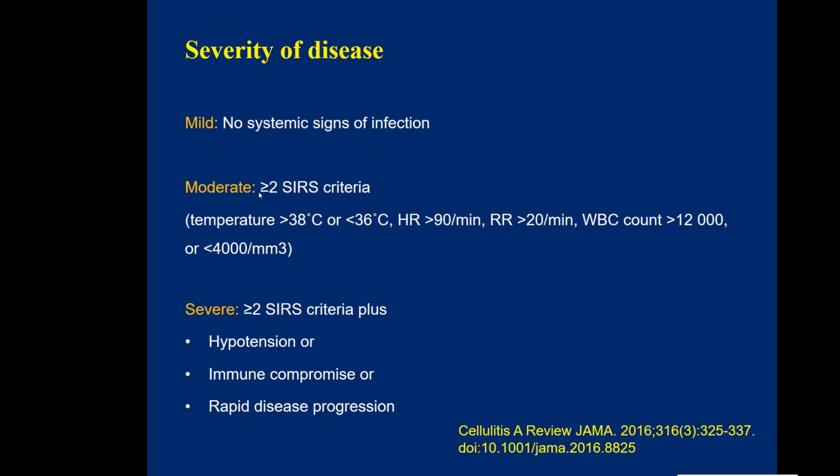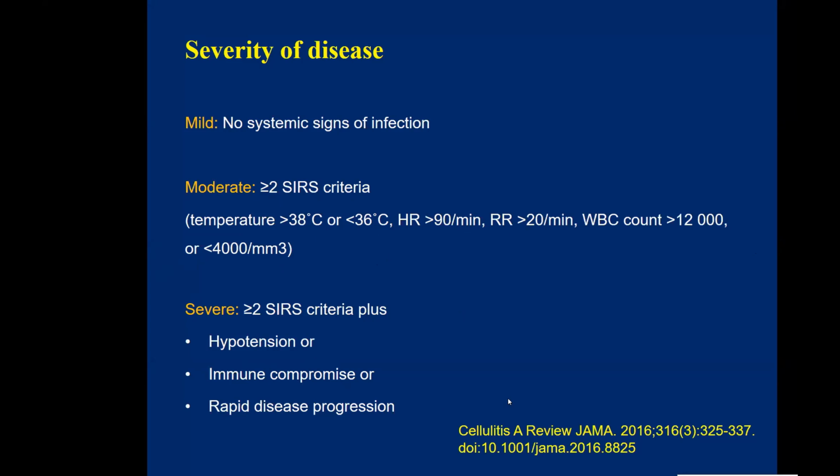Moderate disease is anyone that meets 2 SIRS criteria. And this is interesting. When I was reading up on it, I found this interesting because if you have cellulitis, a red leg and 2 SIRS criteria, that patient has sepsis. Technically has met the criteria for sepsis: fever, hypothermia, tachycardia, WBC count. So they are moderate disease. And then severe disease is sepsis plus hypotension, septic shock, immune compromise, or very rapid disease progression. So we classified in mild, moderate, and severe.